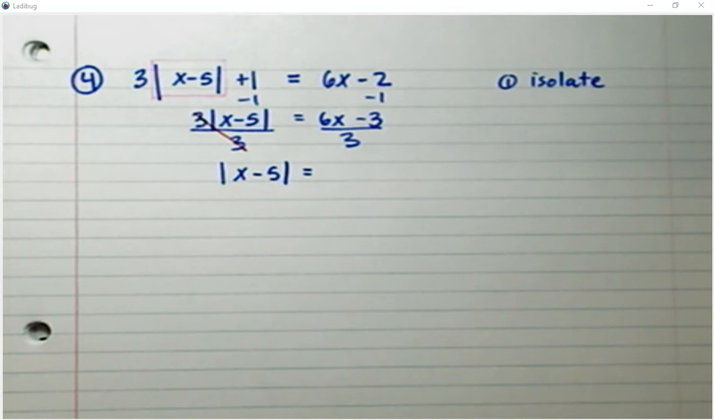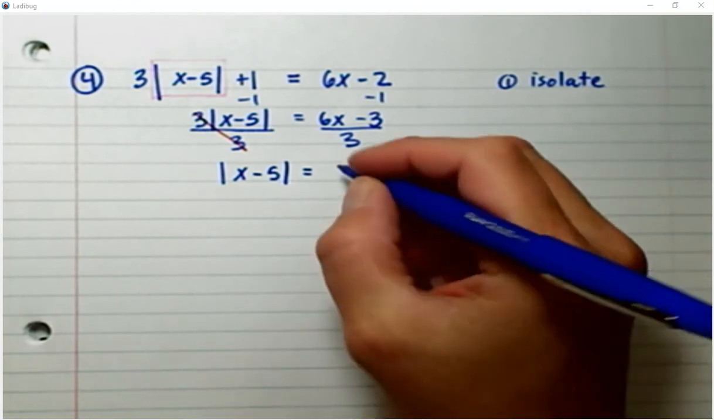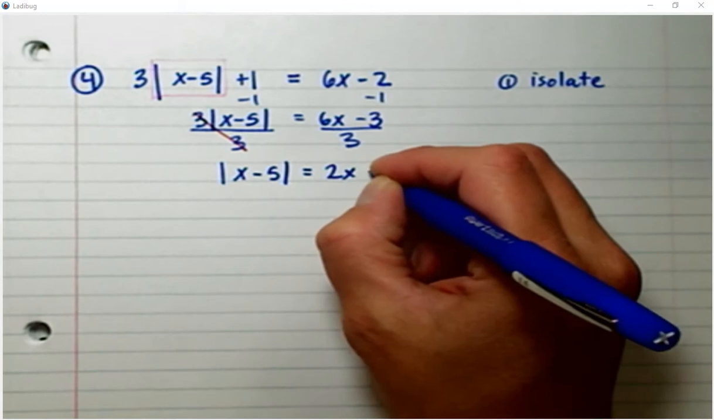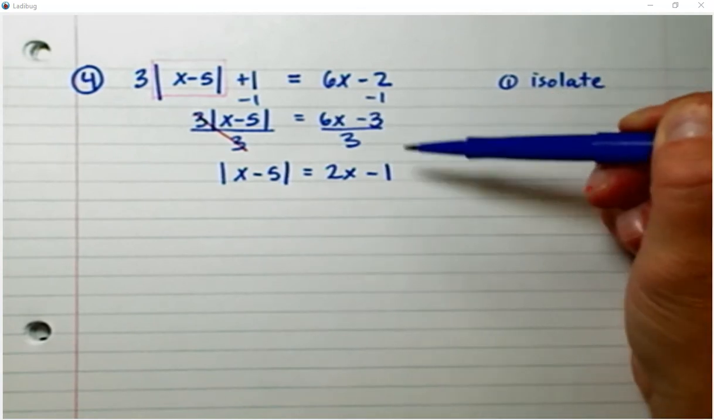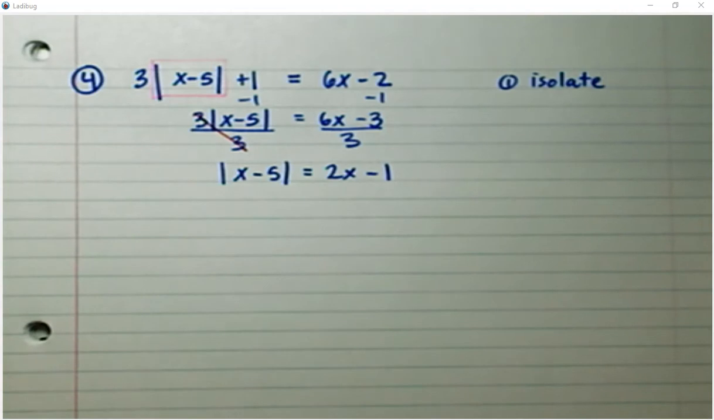Can I have a brave volunteer to tell me how the other side of the equation simplifies? All right, Lori. 2x minus 1. Can somebody else tell me why she said 2x minus 1? Divide the 6 and the 3. Yes, awesome. Okay, stop and think.